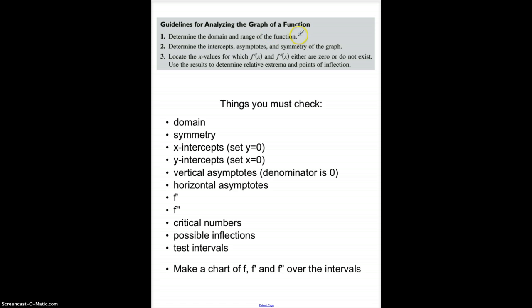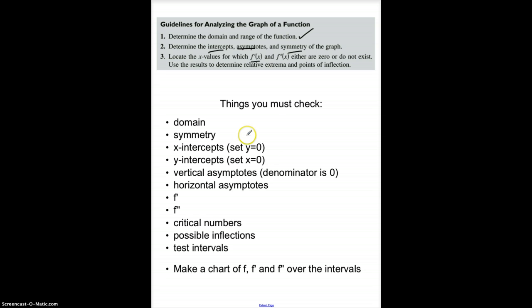The first thing you need to do is determine the domain and range. Then you need to find all intercepts, asymptotes, and symmetry. You need to locate the values for the first derivative and second: where are they 0 or where don't they exist? And look at those for critical points. And then use all of your results to find the local extrema and points of inflection.